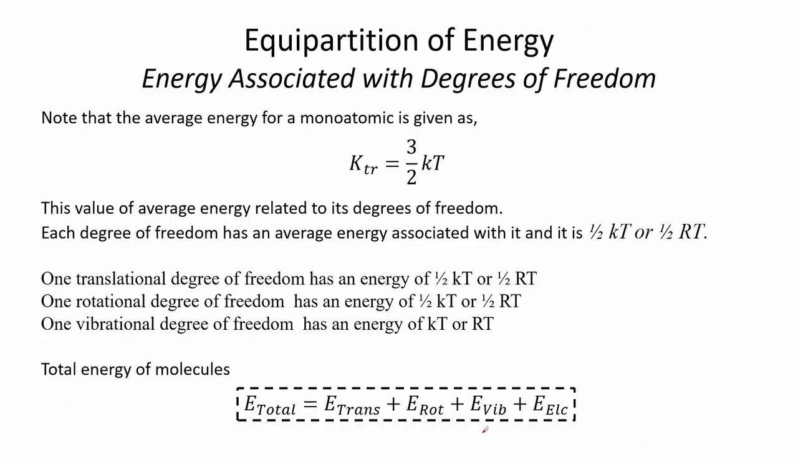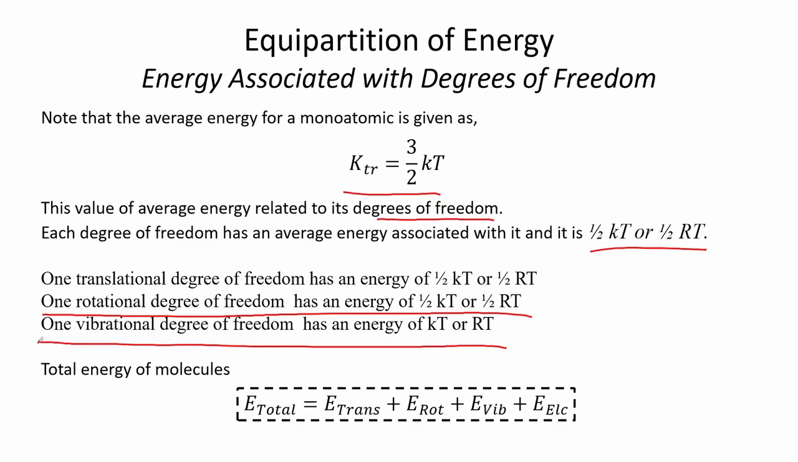Energy associated with degrees of freedom. Note that the average energy for a monatomic gas is given as the equation shown. This value of average energy is related to its degrees of freedom. Each degree of freedom has an average energy associated with it, and it is 1/2 kT or 1/2 RT. This energy is in the form of kinetic energy and potential energy. For one translational degree of freedom, its energy is 1/2 kT or 1/2 RT. For one rotational degree of freedom it is 1/2 kT or 1/2 RT. For one vibrational degree of freedom it is kT or RT.